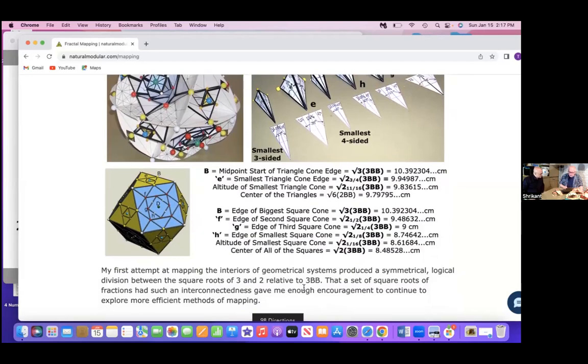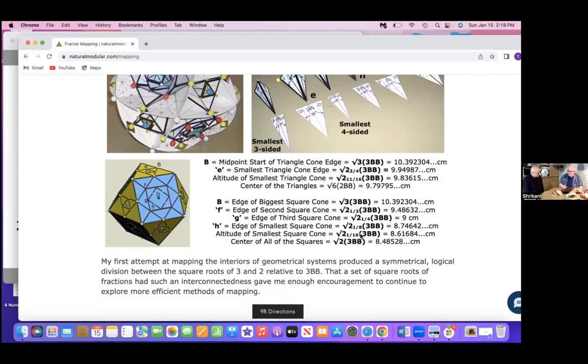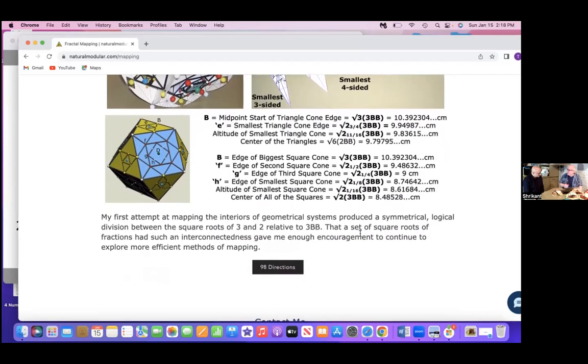And so I made this model here, and the dimensions, it turns out, are between the square root of 3, 3BB, and the square root of 2, 3BB, which is B, this midpoint here, is the square root of 3, 3BB, and the center here is the square root of 2, 3BB. There's this square root of 2 and 2/3 is the distance that goes from there to there. I saw the symmetry of fractions and square root of fractions. And so that gave me the confidence that, well, this is still a little complicated.